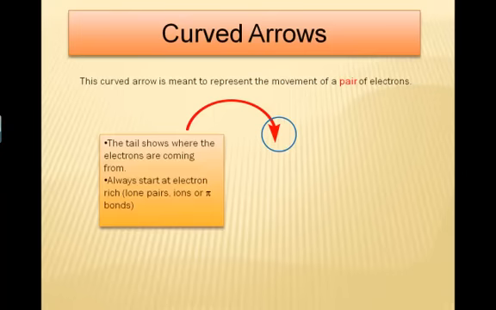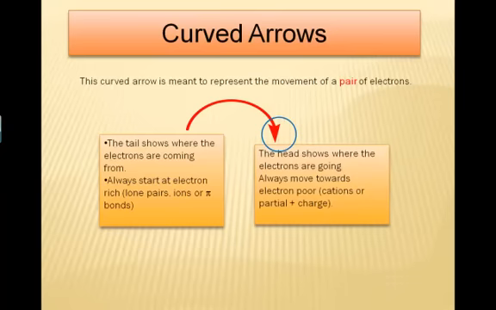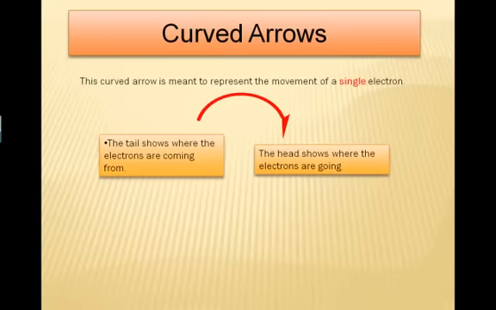The tail of the arrow shows you where the electrons are coming from. So you're always going to start at regions that are electron rich, either lone pairs of electrons, ions, or pi bonds. The head shows where the electrons are going. You're always going to move electrons towards regions that are electron poor, towards cations or towards atoms that might have a partial positive charge.